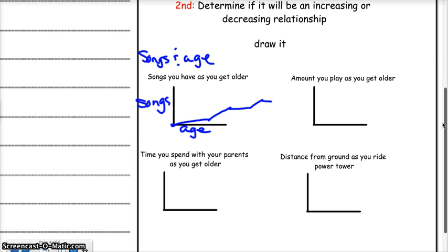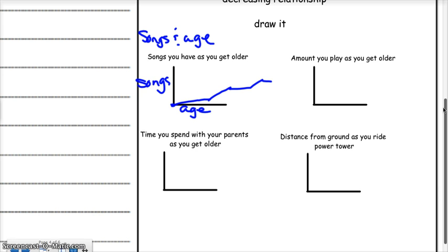All right. So, creating the graph. I want you right now to try to create the rough graph and label the variables for the next 3 situations. Moving forward: the amount I play as I get older. Well, I start at 0, I'm not really playing, right? But then I start. Do you think it's a slow or steady increase?